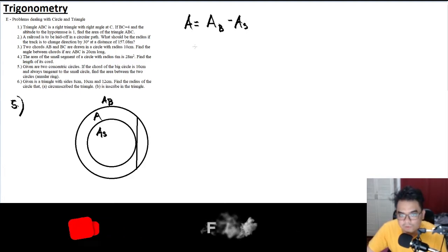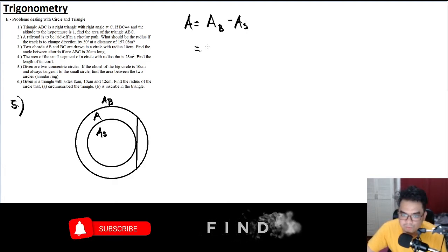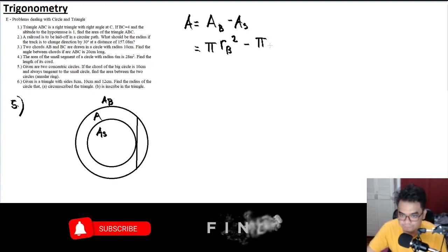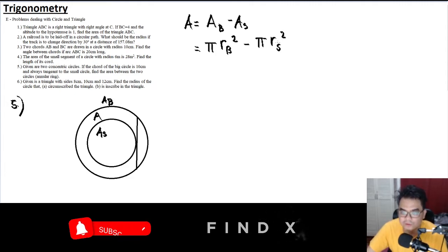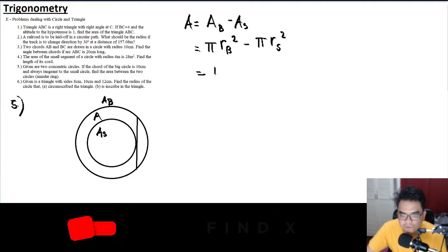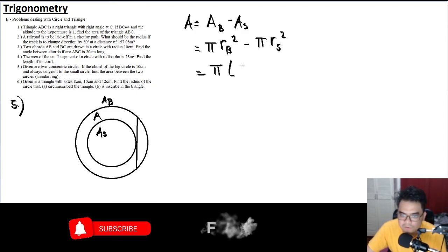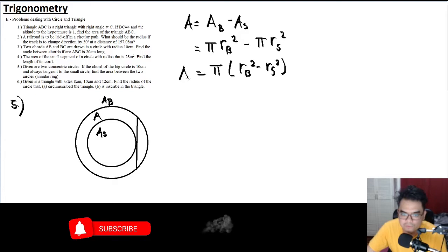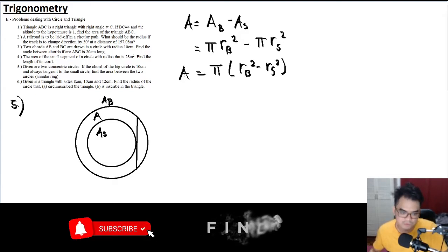Okay? So the area of the big circle will be pi rb squared, where rb is the radius of the big circle, minus pi rs squared, where rs is the radius of the small circle. If you want to factor out pi, you'll have here rb squared minus rs squared. Okay, so we have to find rb and rs first.